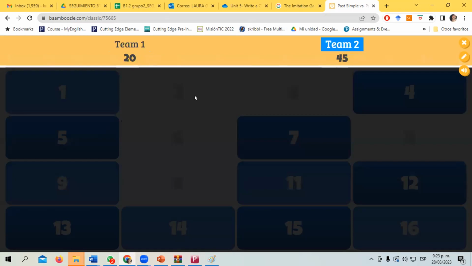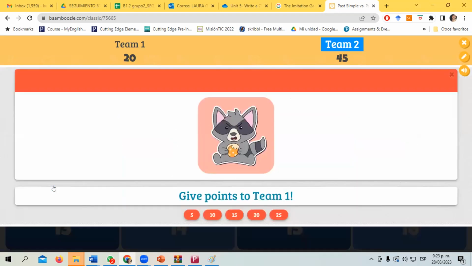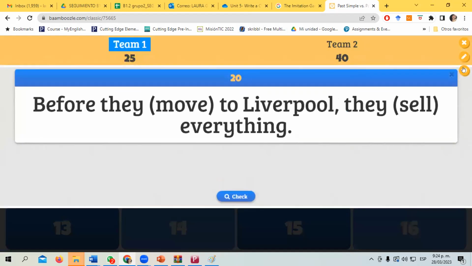Next group, we go with Beatriz. Choose a number, please. 9, teacher. Ooh, you have to give points to team number 1. So only 5 points. Okay, Santiago, can you choose a number for group number 1? 12. Right.